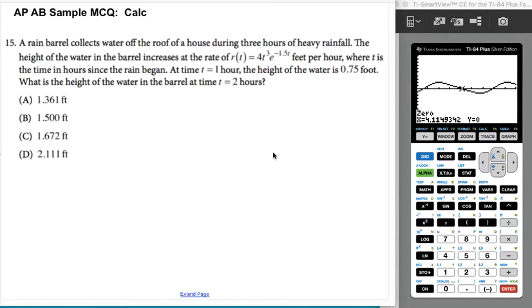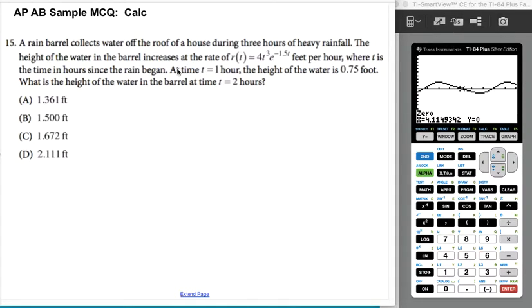All right, here we have a calculator problem that actually requires the calculator, as you can tell both by the equation in the problem and the answers. A rain barrel collects water on the roof of a house during 3 hours of heavy rainfall. The height of the water in the barrel increases at a rate of r of t in feet per hour, where t is the time in hours since the rain began. At time t equals 1, the height of the water is 0.75 feet. What is the height of the water at t equals 2?